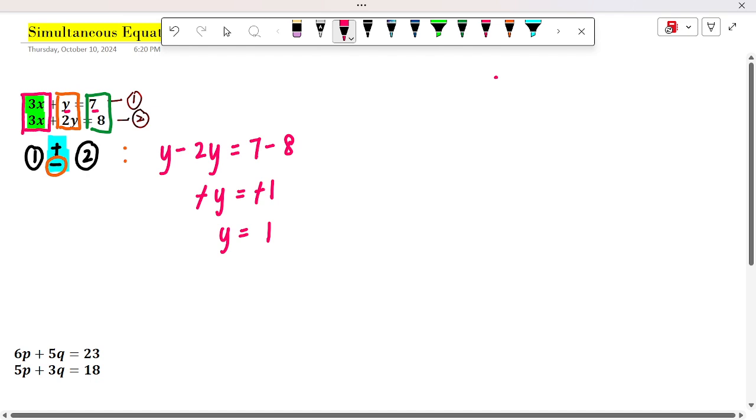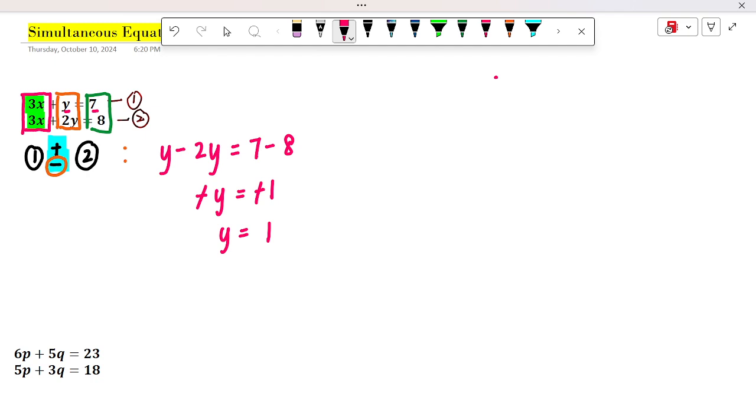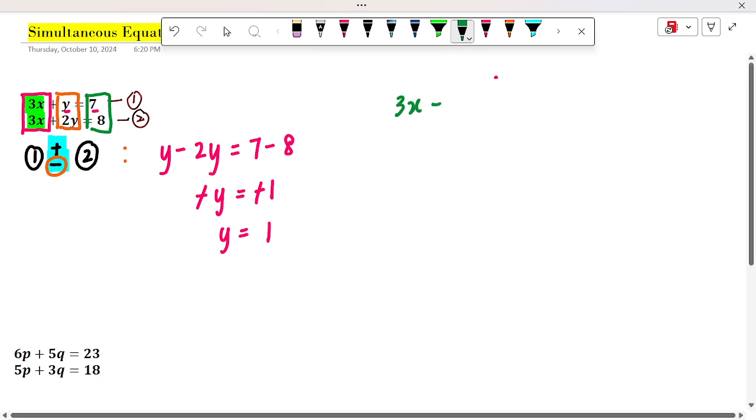Okay. Next, after you calculate the value of y, you have to calculate the value of x. Do not leave your answer here. To calculate your value of x, you may choose equation 1 or equation 2. Let's say I'm choosing equation 1. 3x plus y equals to 7. So you may substitute your y as 1. 3x plus 1 equals to 7.